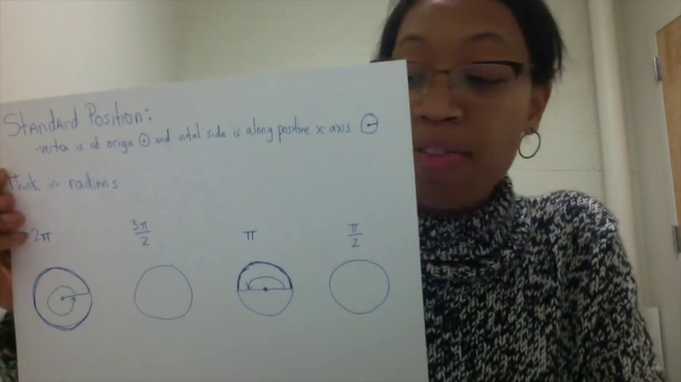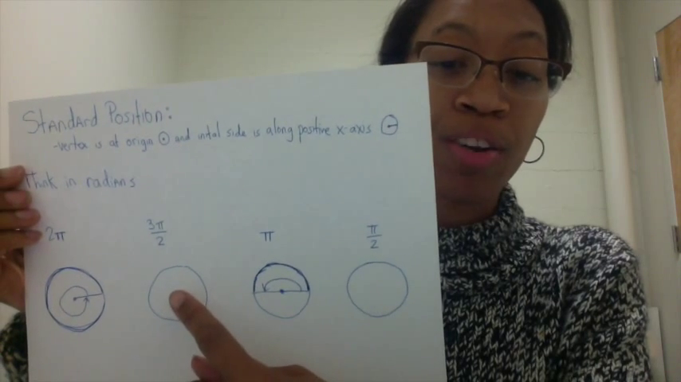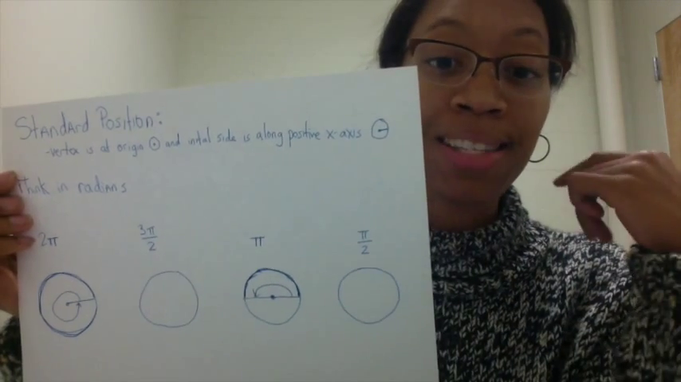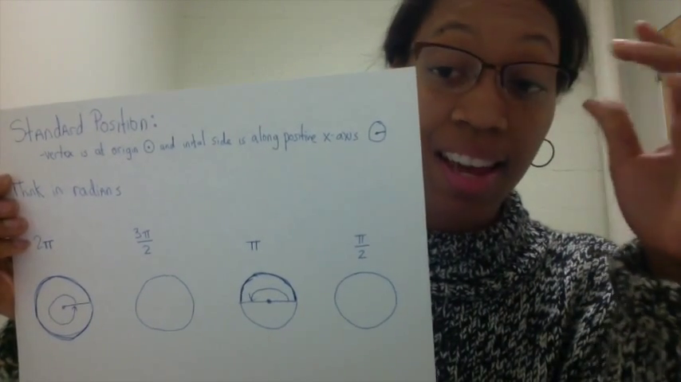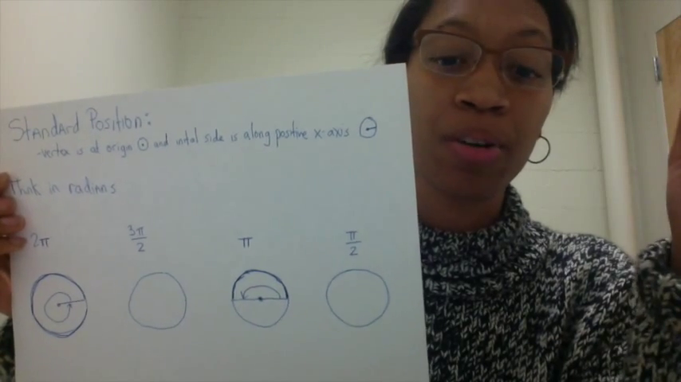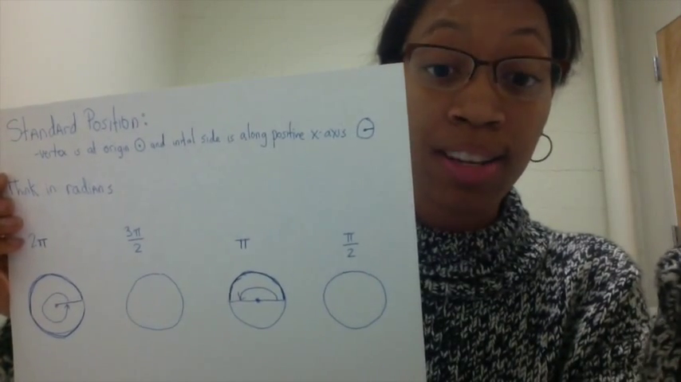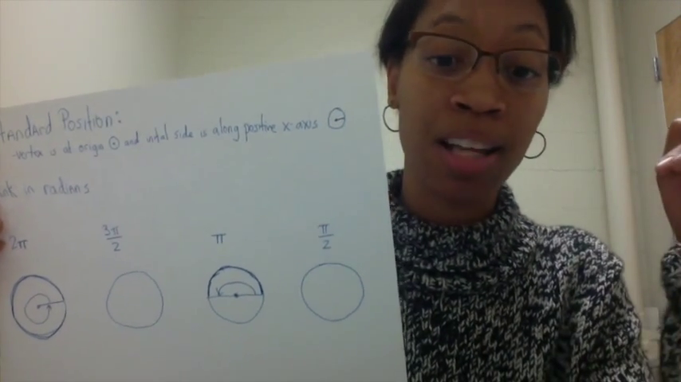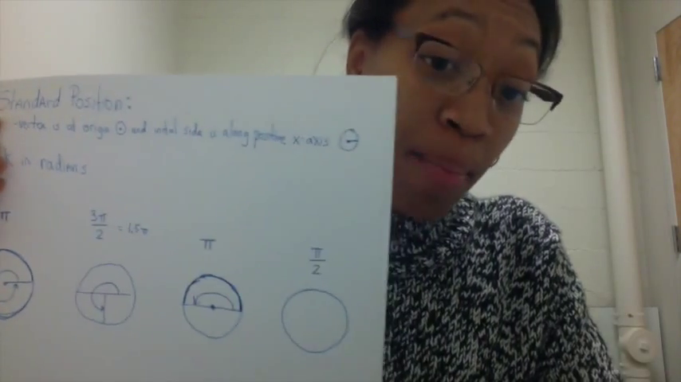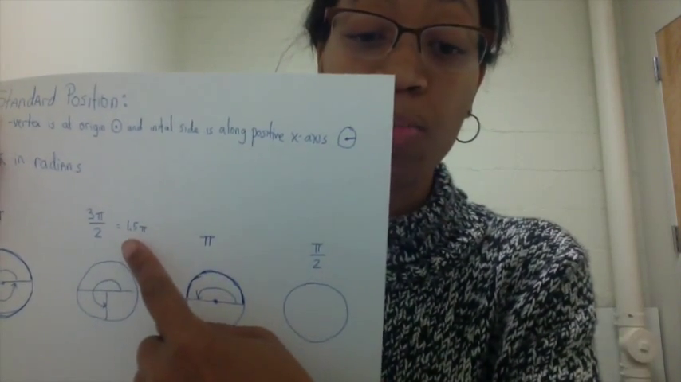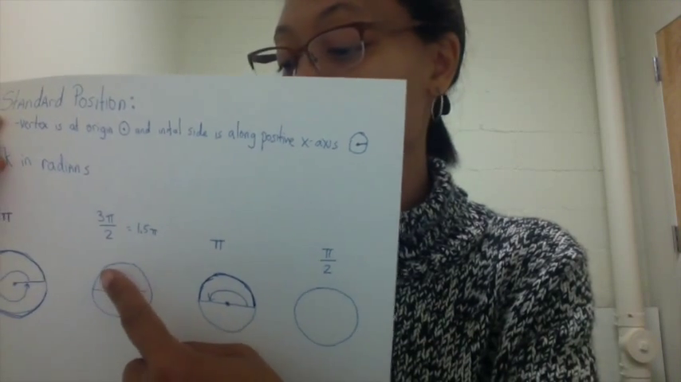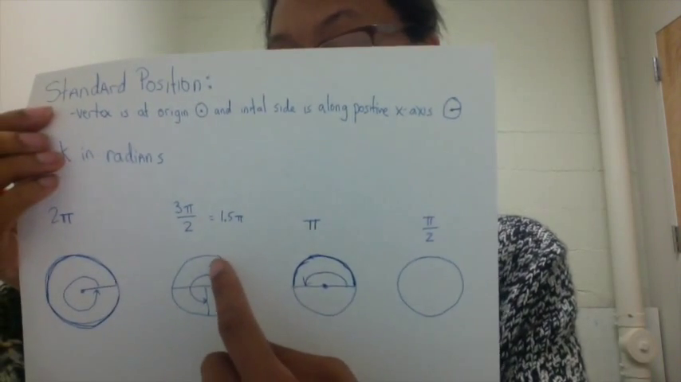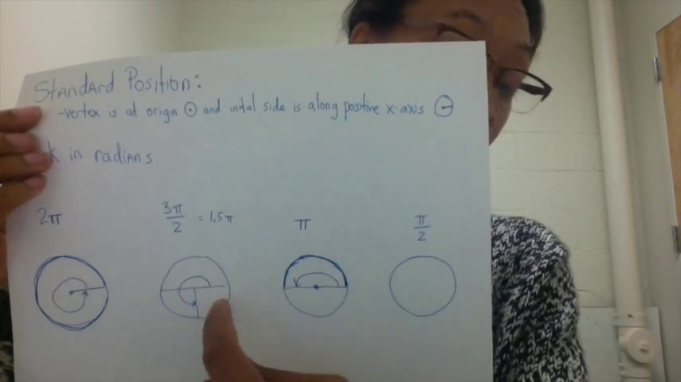Okay, so if 1 pi is half of a circle, now how much of a circle would 3 pi over 2 be? Well, think of 3 over 2 as a mixed number. 2 goes into 3 one time, and we have 1.5 left over. So we have 1 full pi, and we have a half of a pi left over. So we come around our circle a full pi, and then we come a half of a pi more.